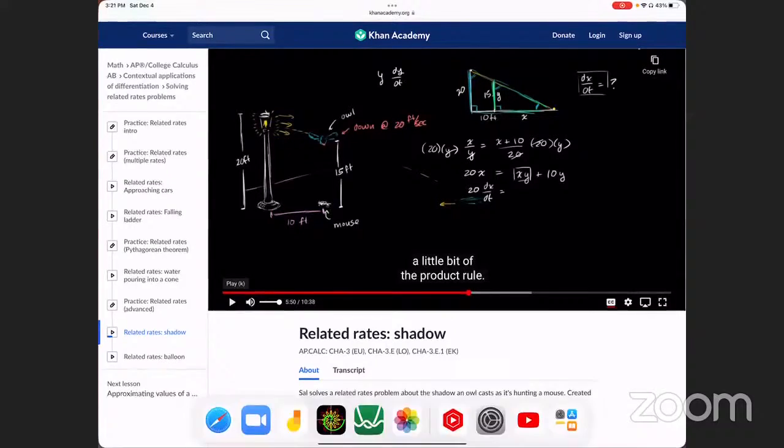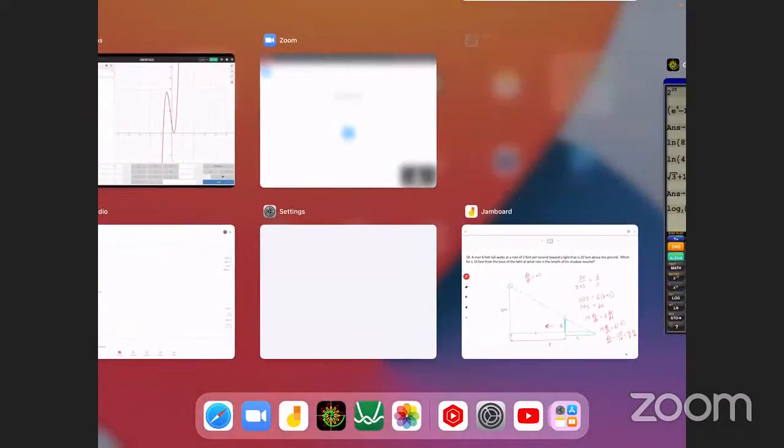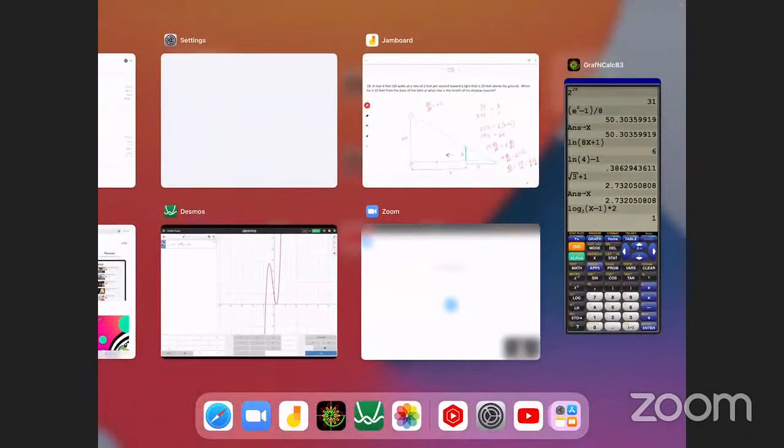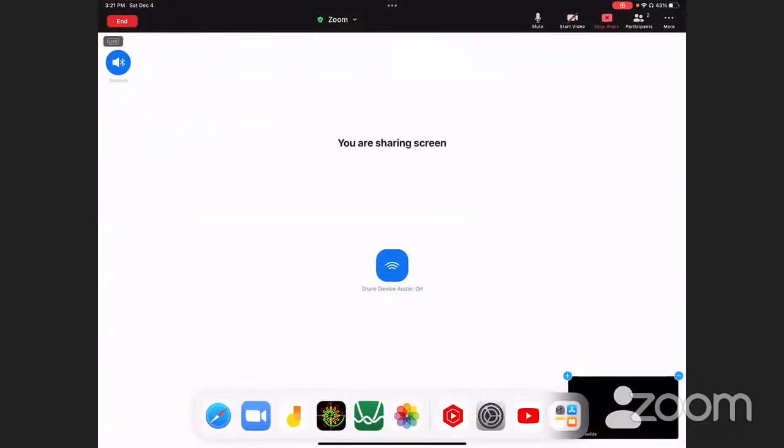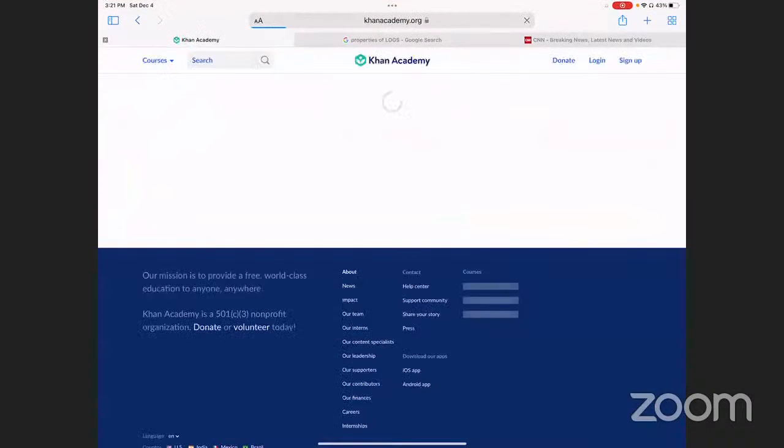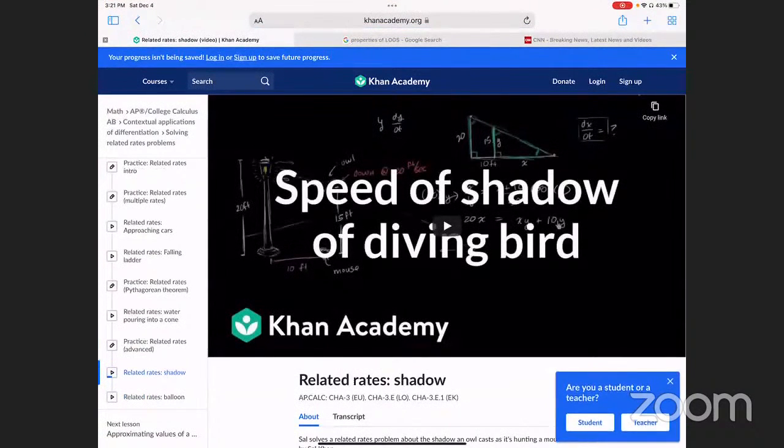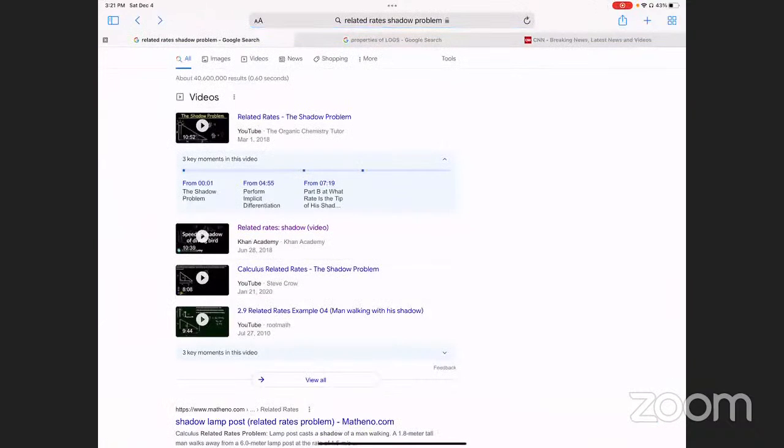All right, that's probably not going to help us. Thanks for nothing, Khan. And I lost the Jamboard. Oh, there it is. Related rate shadow problem. Maybe Steve Crow can help us. Man walking. Let's try this one.